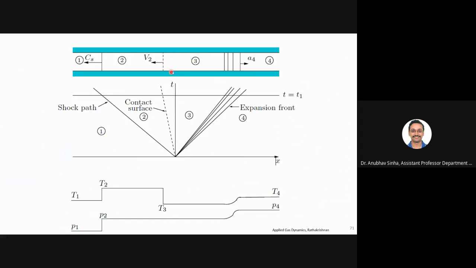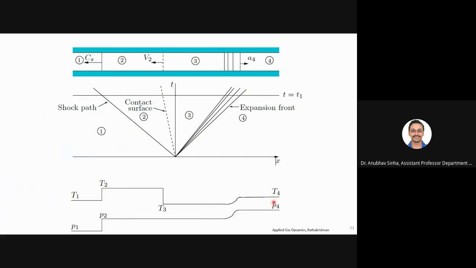So because of that, this expansion fan will be created which will move to the right, and that is exactly what is shown in this plot. It shows the xt plot. So with time, the shock wave is traveling to the left, in the negative x direction, and this expansion fan is traveling to the right side, in the positive x direction. That is what is being shown here, and these are the temperature and pressure distributions.